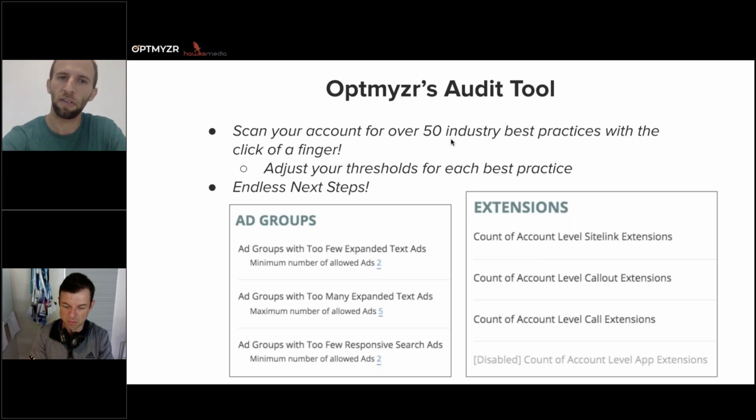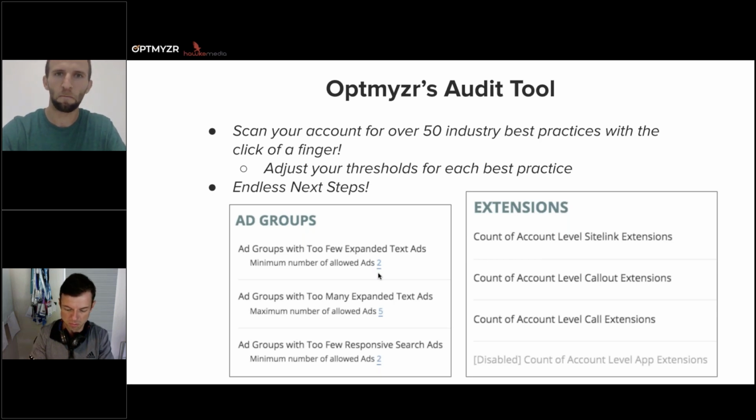So you can also, here's an example. You can see that for these ad groups here, there are ad groups with too few expanded text ads. The Google best practice is really to have a bare minimum of 2 of these. You can also change the threshold depending on your methodology. Everybody does Google Ads differently. There's so much variance there. So, excellent tool. Fred's going to demo that later.